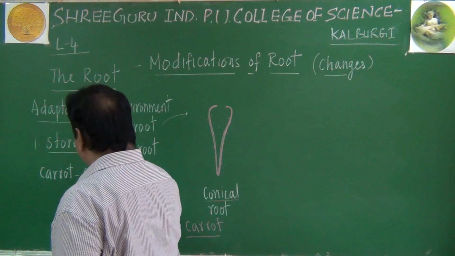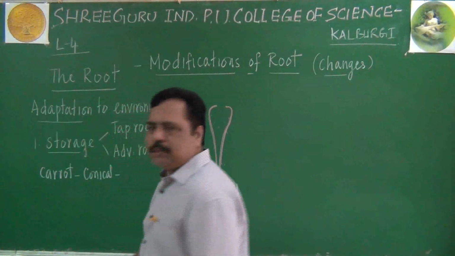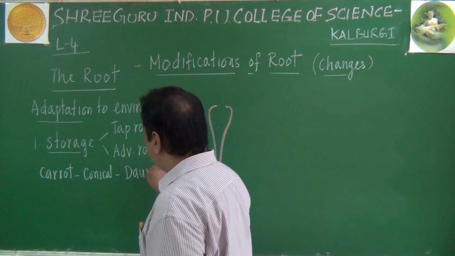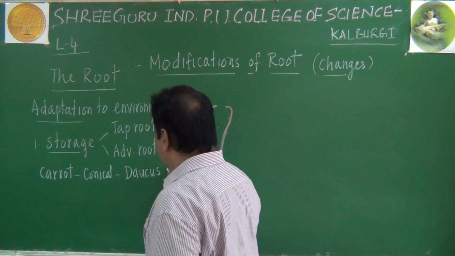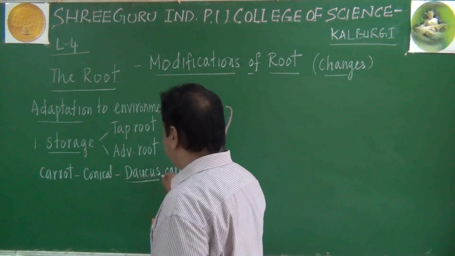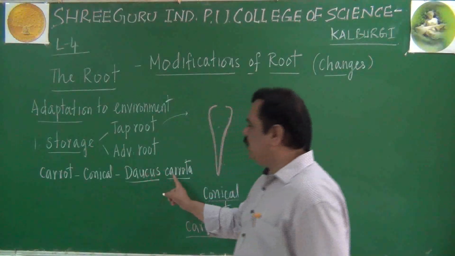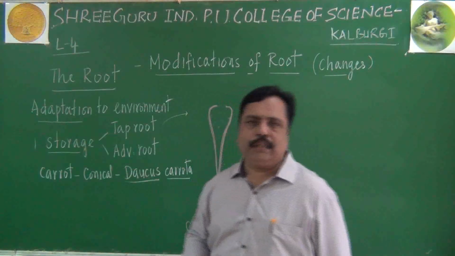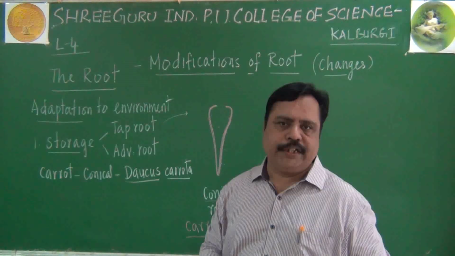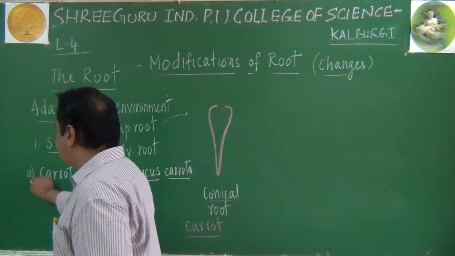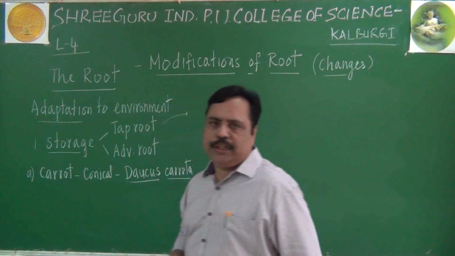This conical root, or carrot, is biologically called Daucus carota. Remember, Daucus carota is the biological name of carrot. Genus name, species name we are telling. It is exhibiting a part called conical root modification. Taproot system only. So conical root or taproot is meant for storage.